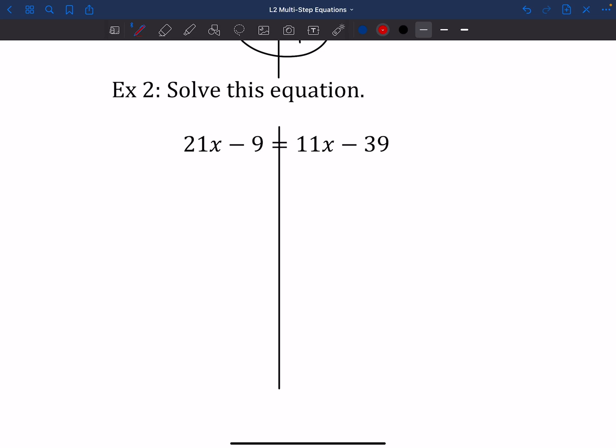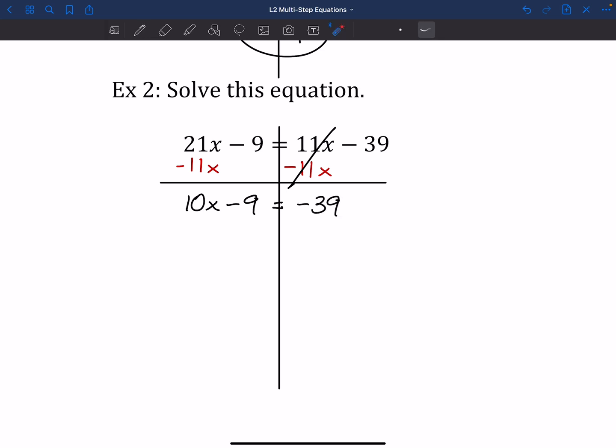So I'm going to move my x's, right? That 11x, because it's positive, I'm going to subtract 11x from both sides to get rid of it from over there. All right, so again, those 11x's cancel each other out. Over on the left-hand side, that means I'm going to get 10x minus 9. And then on the other side, we're going to get negative 39, right? Be careful that there is a negative attached to that 39 there. We need to make sure we bring that along with us.